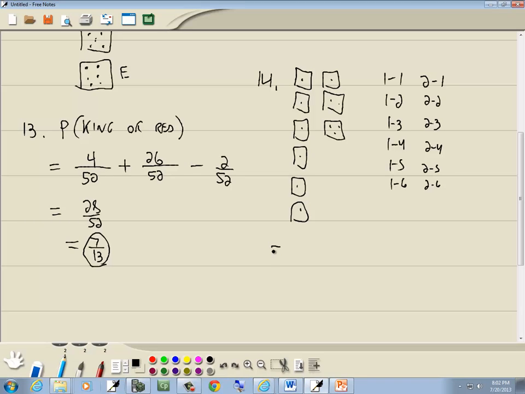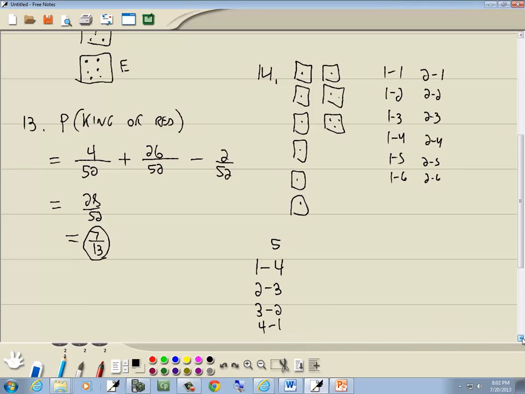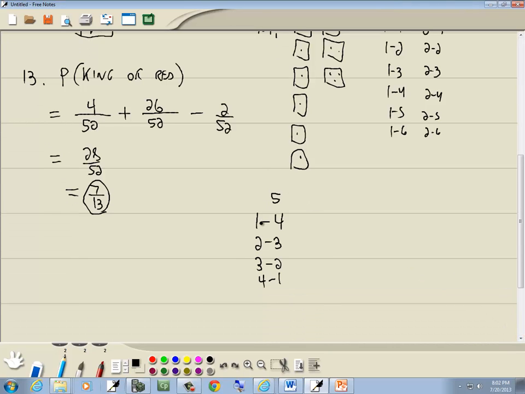So let's look at the 5. What adds up to 5? Well, 1 and 4 does. 2 and 3. 3 and 2, and 4 and 1. Is that it? I guess that's it. Now, 1 on our first die and 4 on our second die is different than 4 on our first die and 1 on our second die. So that's why I listed them separate like that.